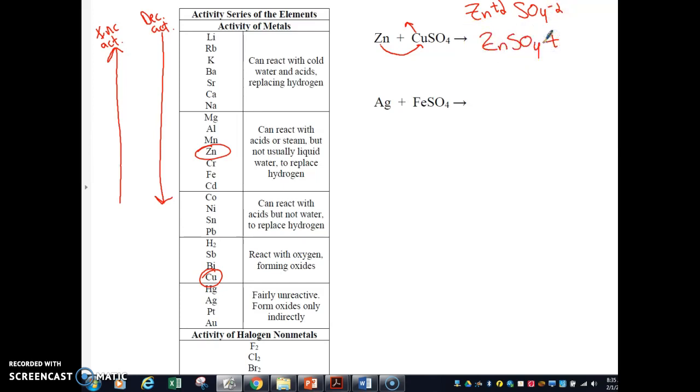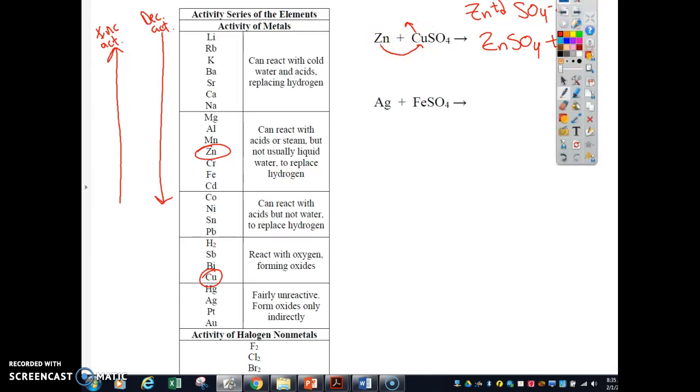Now copper ends up getting kicked out of that bond, so it's by itself. It is not diatomic, so you do not write any kind of subscript there. And now since it's by itself, you don't even have to worry about oxidation numbers because it's not bonding to anything. And then when you're done, make sure you balance anything you might have to balance. And this one looks like it's balanced. There's zinc on each side, copper, and sulfate group. So remember, the more reactive element is the one that's going to be in the bond.